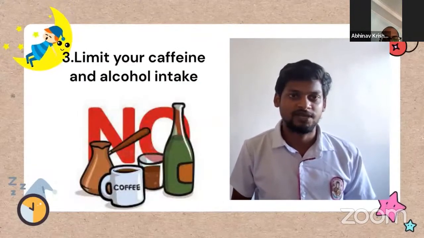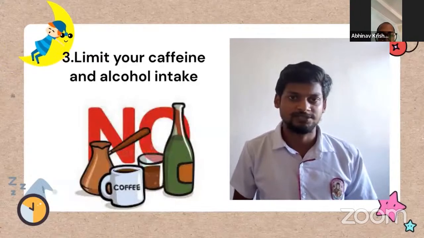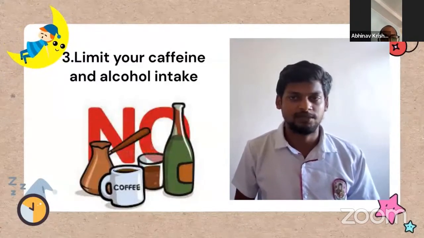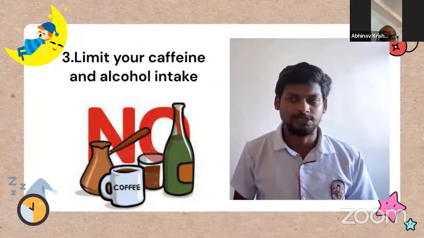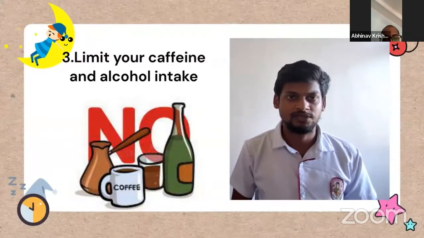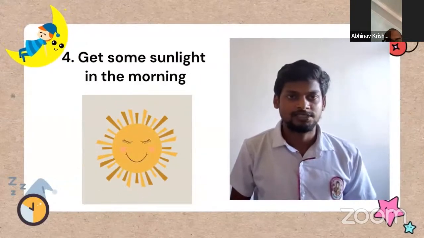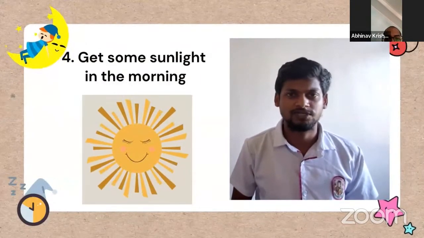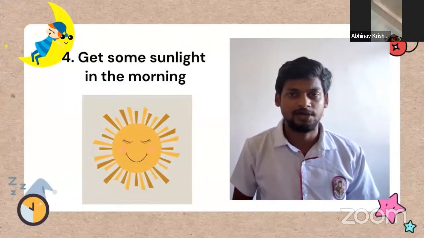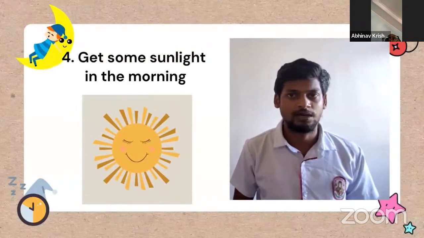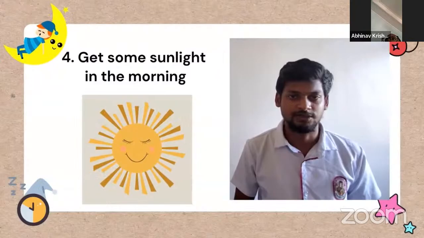Limit your caffeine and alcohol intake. Both of these substances can stay in your system for some time and disturb your sleep quality. Avoid drinking alcohol within 3 hours of bedtime and caffeine within 5 hours. And get some sunlight in the morning. Just 15 to 30 minutes outside in the sun can help wake you up and reset your circadian rhythm.